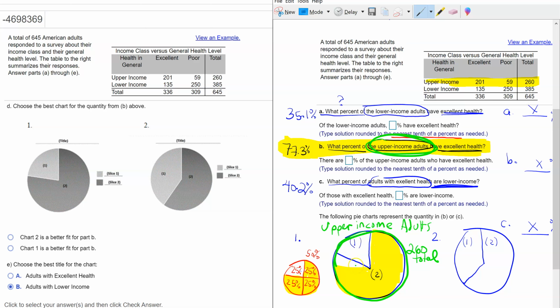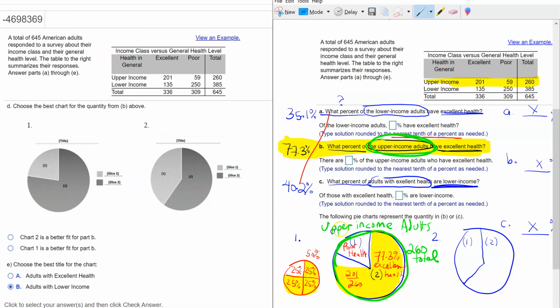Some of them had excellent health and some of them had poor health. We were calculating in B the excellent health, so that's 77.3%. Those were the upper income adults that had excellent health, 201 out of the 260 total. So by default, the other section would be poor health. So this section over here would be my poor health.